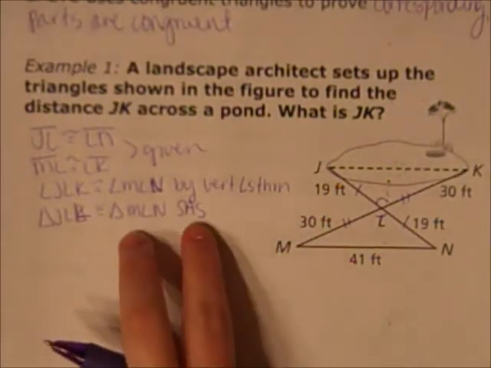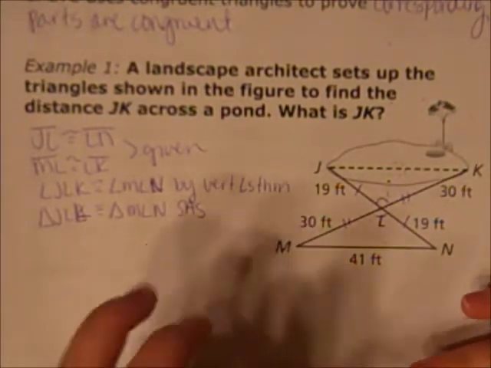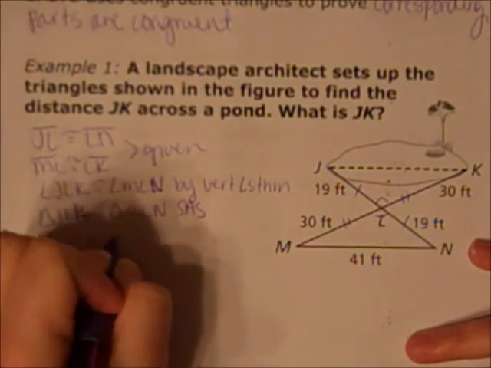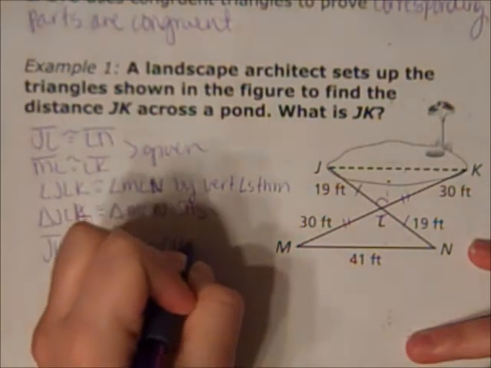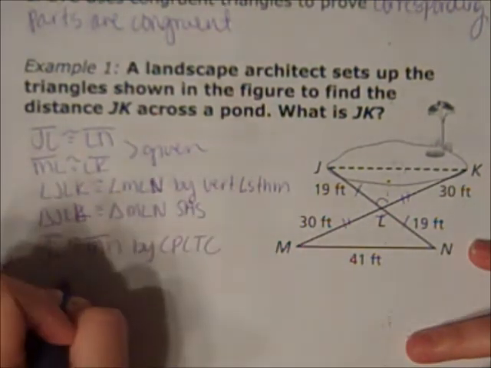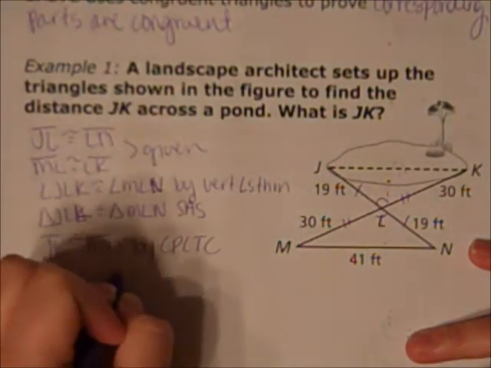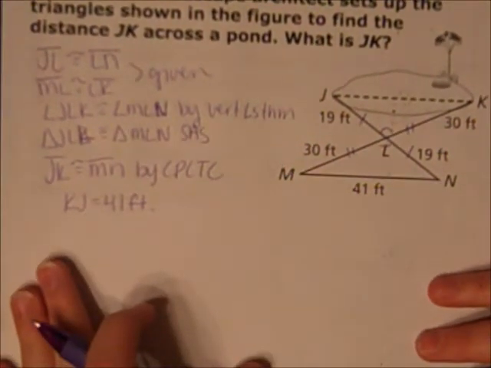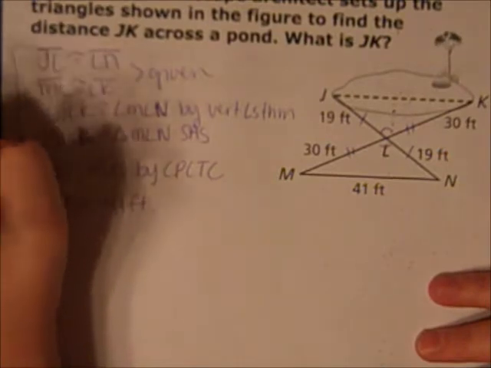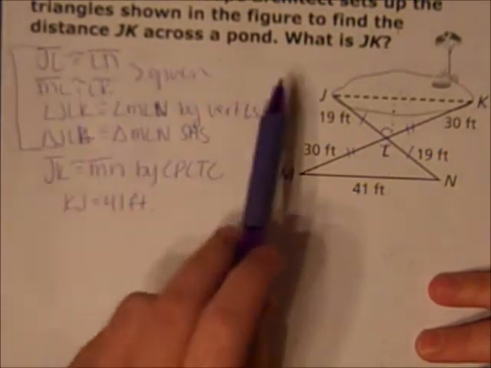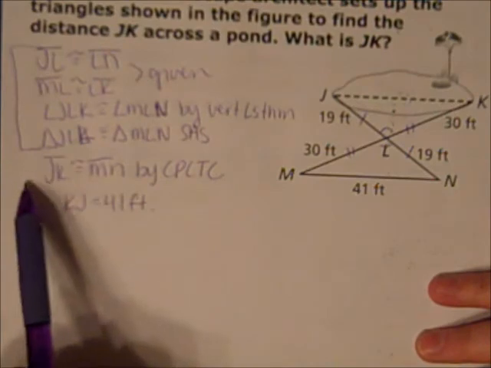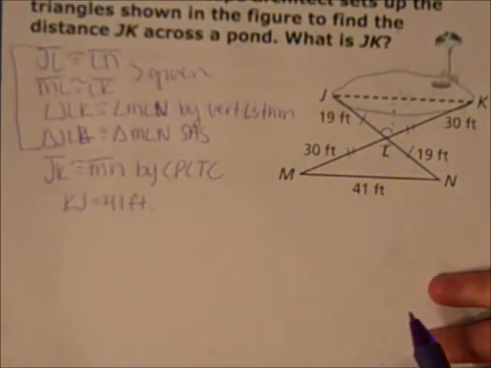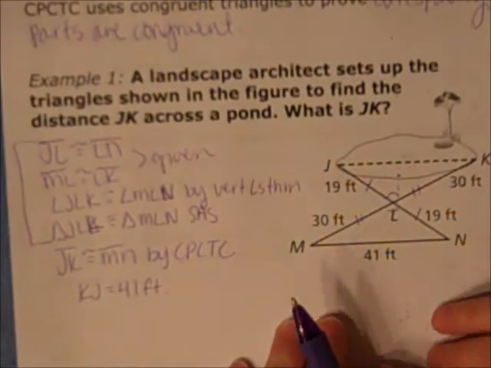Now after I prove the triangles are congruent, I can say, well, then JK must be congruent to MN by CPCTC. So JK has to equal 41 feet. Okay, so you can see that this is not going to be too much new information. All of this is old, what we've been doing the last several days. Now you can talk about any part of the triangle you want by CPCTC. So JK must be 41.